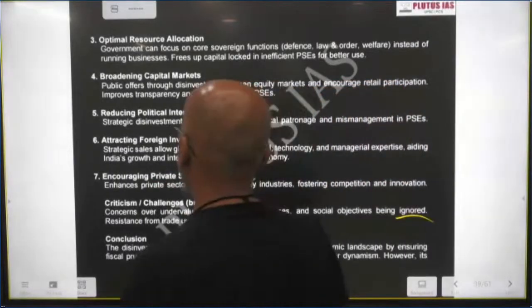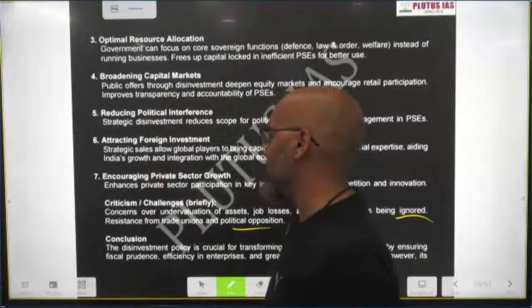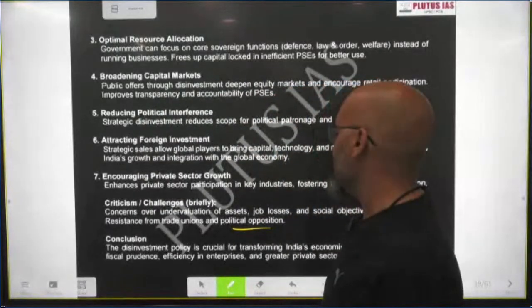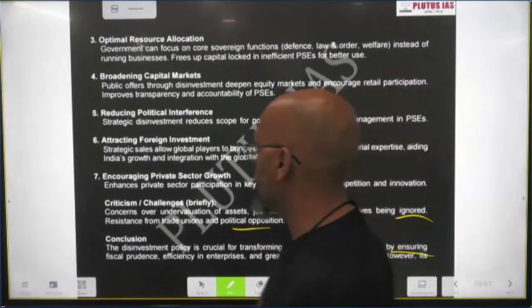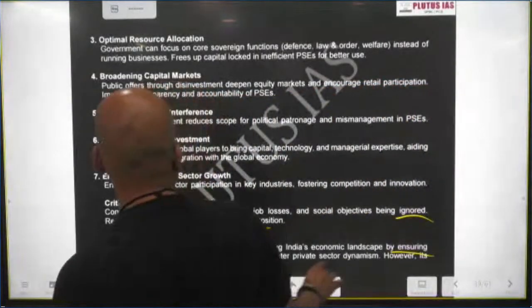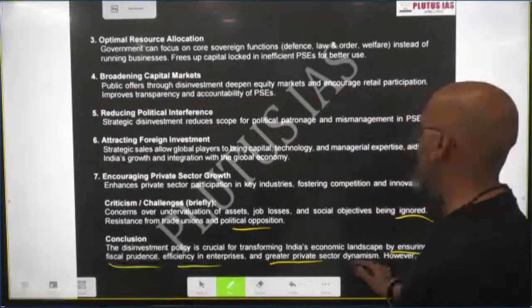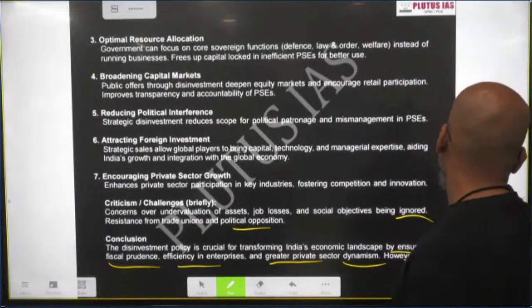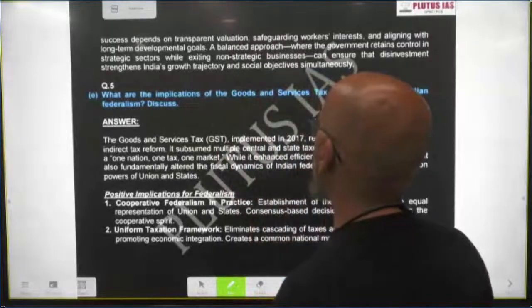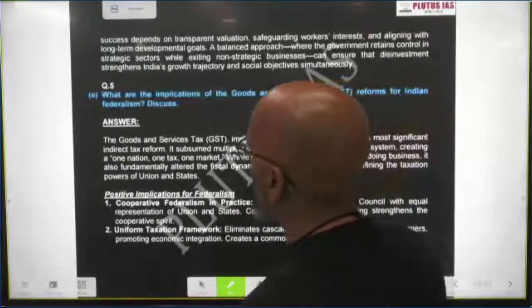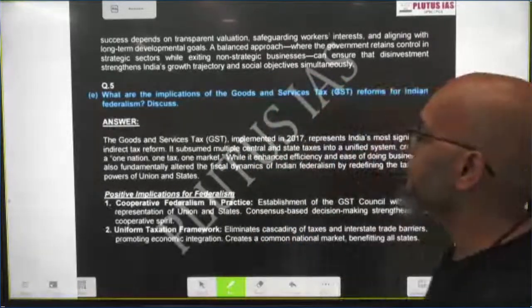Conclusion: for obvious reasons, the disinvestment policy is crucial for transforming India's economic landscape by ensuring fiscal prudence, efficiency in enterprise, and greater private sector dynamics. However, its success depends on transparent valuation, safeguarding worker interest, and aligning with long-term development goals.